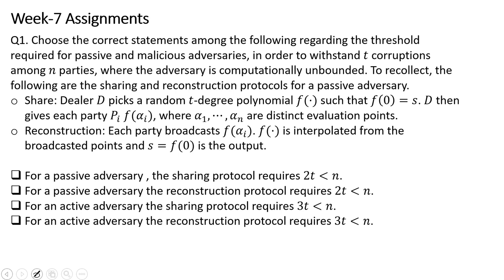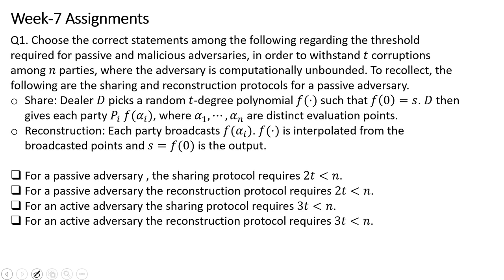Okay. Now the option says that for a passive adversary, the sharing protocol requires 2t less than n. This is wrong because in the standard Shamir secret sharing scheme, the requirement is just that t should be less than n. So a maximum of n-1 corruptions also can be handled by Shamir secret sharing scheme, where we deal with the passive corruption setting. Now the second option also is wrong because it says that for a passive adversary, the reconstruction protocol requires 2t less than n.